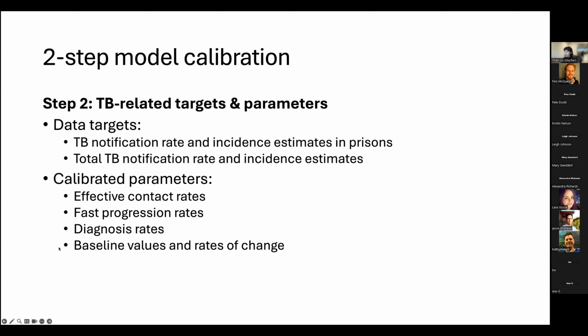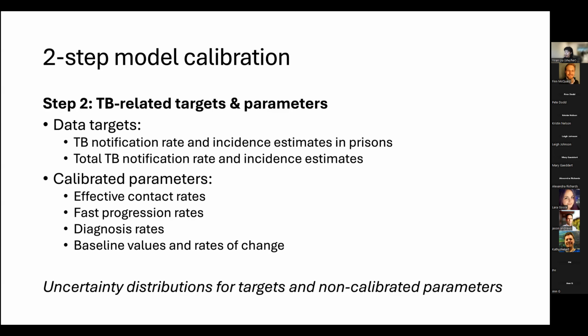And again, for these, we calibrated both a baseline value and a rate of change in order to fit many of the temporal trends that we saw in TB burden, both in the entire population as well as within prisons. And in order to better account for a lot of uncertainty in both the data that we were using for calibration, as well as the other parameters that we didn't calibrate, we sampled from wide uncertainty distributions and ended up with over 1,000 fitted parameter sets, or 1,000 sets of sampled targets, sampled non-calibrated parameters, and fitted parameter sets for every country.